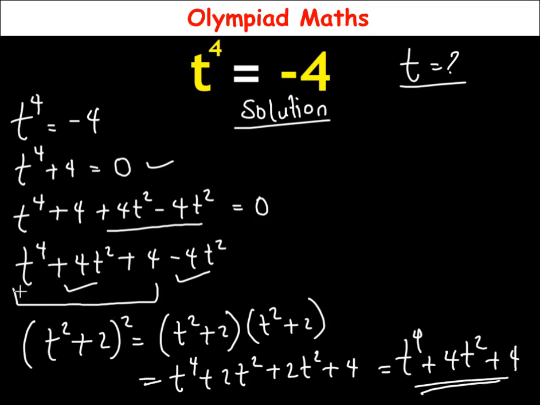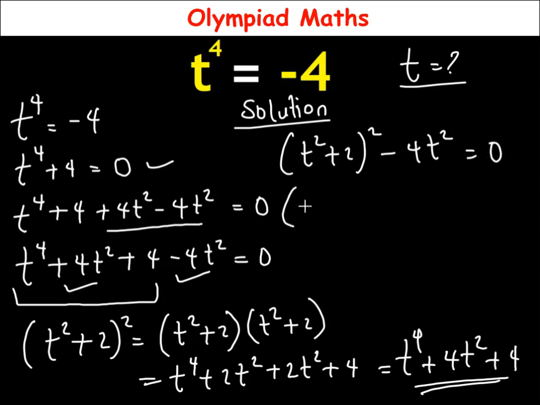So in the place of t to the power 4 plus 4t squared plus 4, we can bring in t squared plus 2 all raised to the power 2, and this is equal to 0. So from here, this then becomes t squared plus 2 all raised to the power 2, then don't forget your minus 4t squared. So minus 4t squared is all equal to 0.